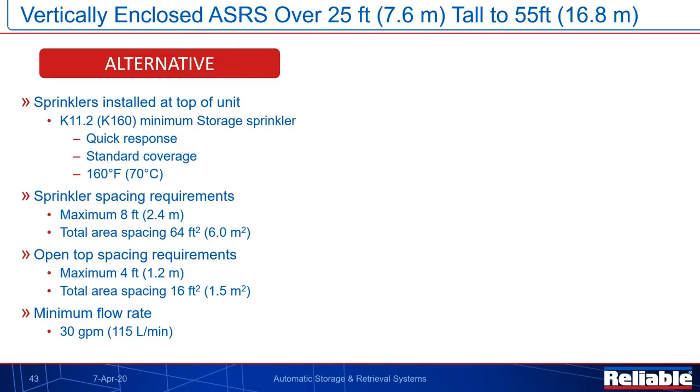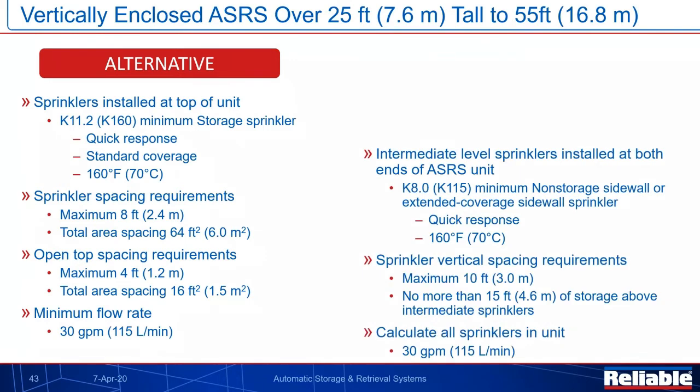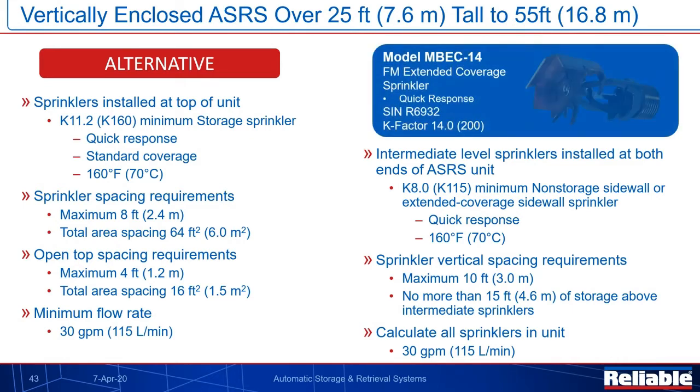But in order to utilize this type of sprinkler at the top, we're going to have to supplement it with intermediate level sprinklers that are installed at both ends of the ASRS unit. And that's going to be at least a K8 minimum non-storage sidewall or extended coverage sidewall. And we're going to space that vertically at a maximum of 10 foot. And no more than 15 foot of storage can be above those intermediate sprinklers. And calculating all those sprinklers is going to require at least 30 gallons a minute inside the unit. Something to consider for this type of application from us would be our MBEC. It's an FM approved extended coverage sprinkler.